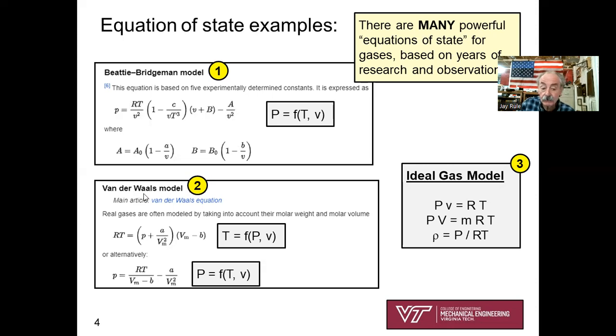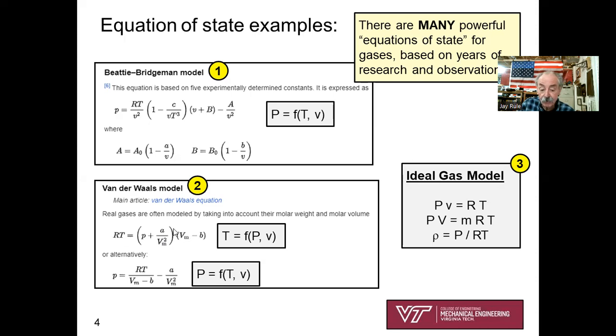Next is the van der Waals equation of state. Let's see what the form of that is. It says RT equals some function of pressure and, well, this turns out to be specific volume. Vm is going to be specific volume.